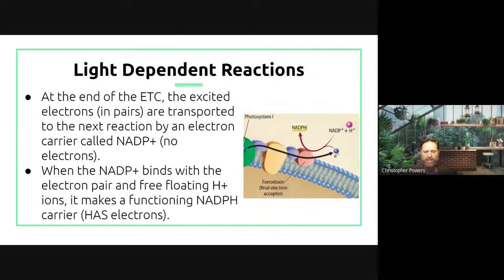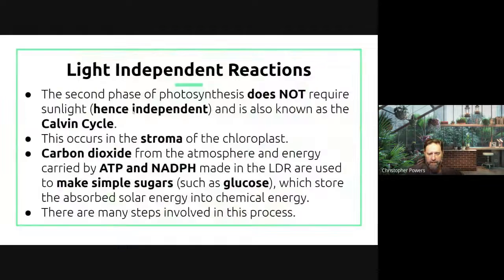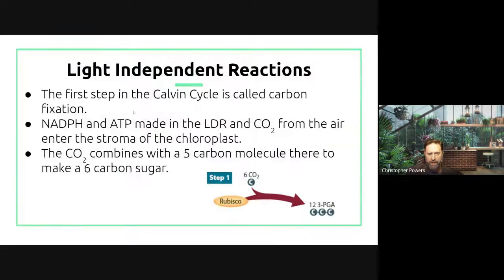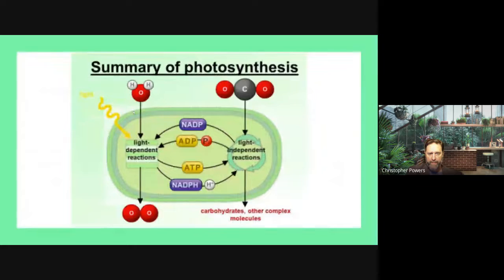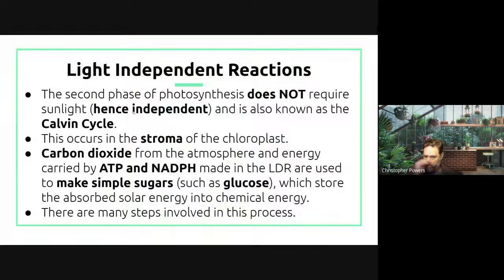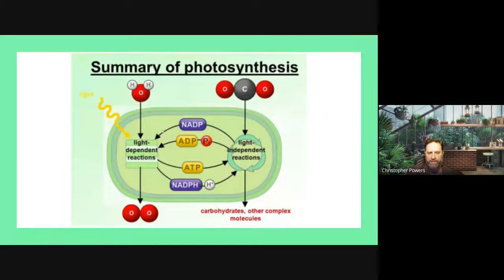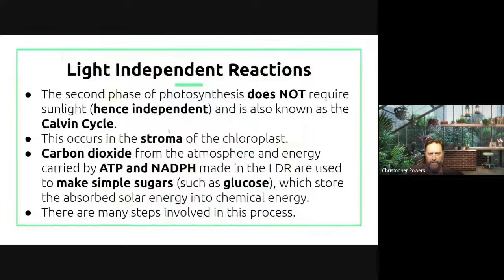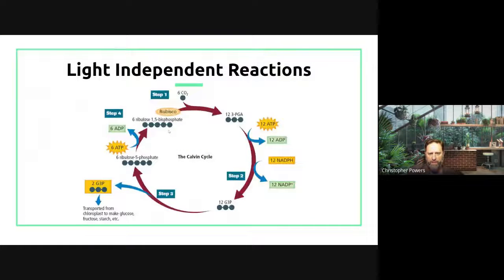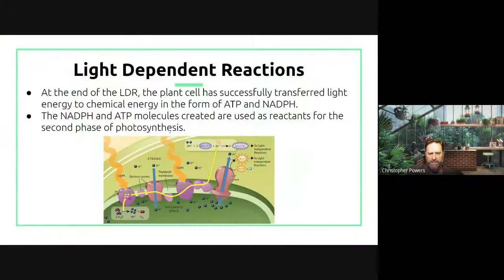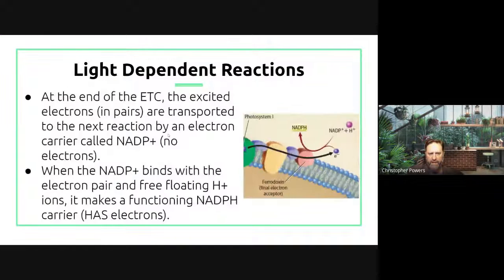At the end of the ETC, the excited electrons in pairs are transported. We're going to stop at some point, I think after light dependent. So we're going to stop right at light independent reactions when we get to this summary of photosynthesis. That's kind of a lot, because this is going to get serious now on light dependence. See how much focus we have on this?